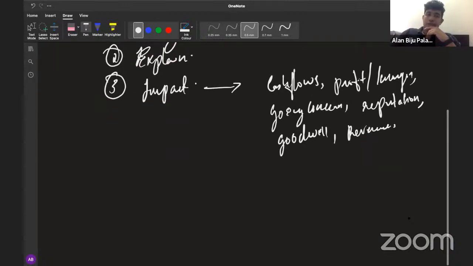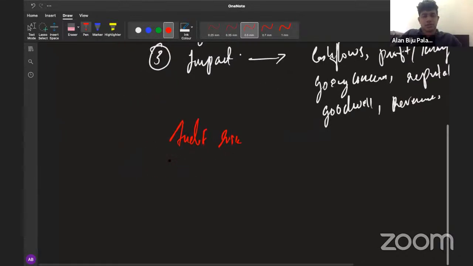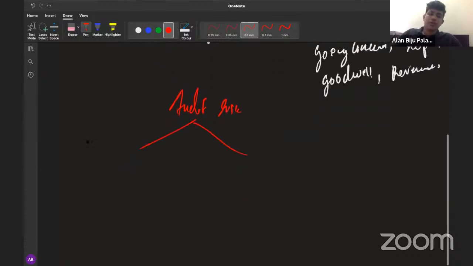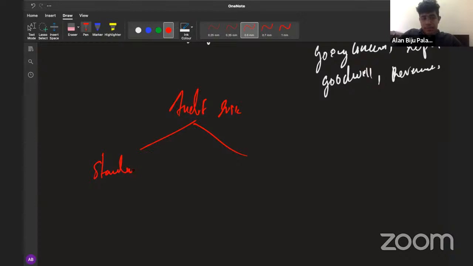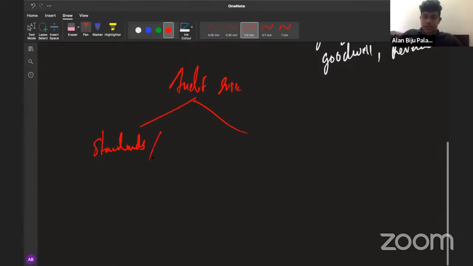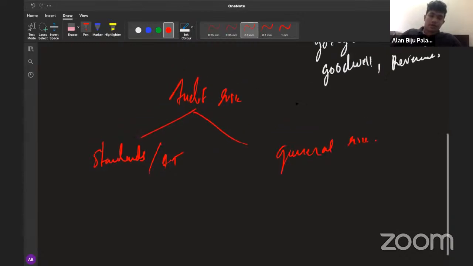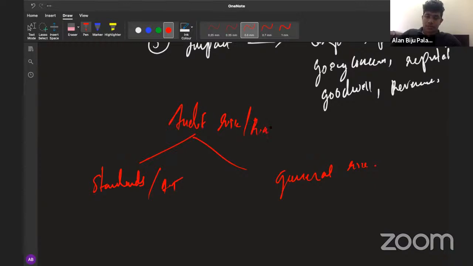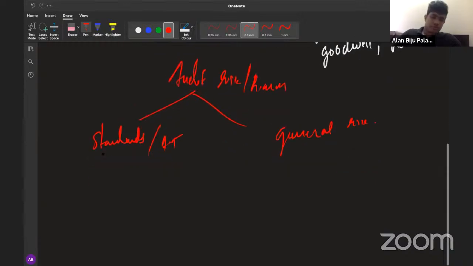And I hope you still remember the area of audit risk. While writing about audit risk, we have classified the risk into two types, right? The first one is a risk which is based on standards, or the risk which contains accounting treatment. And there are also risks which are general in nature. Risk of material misstatement, okay, both are the same. Risk of material misstatements also.